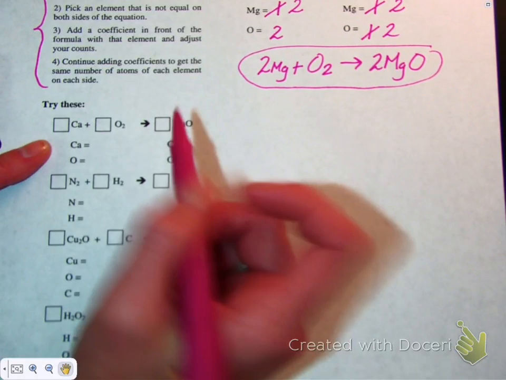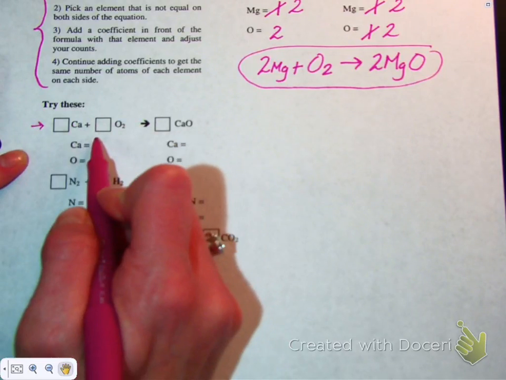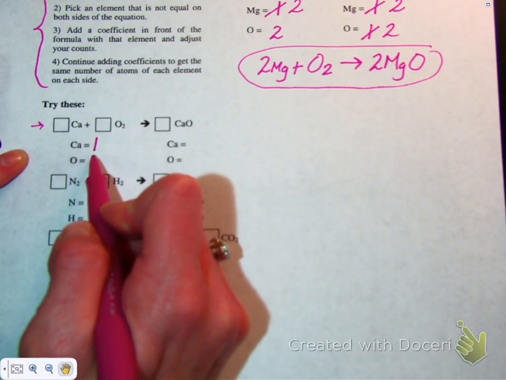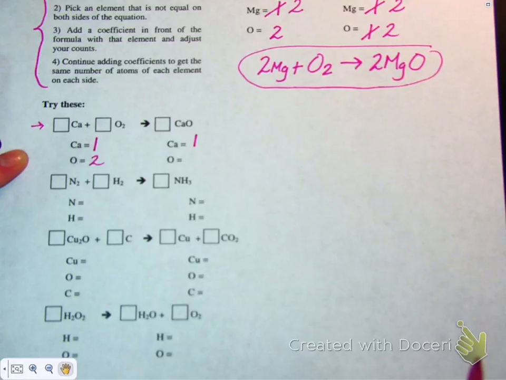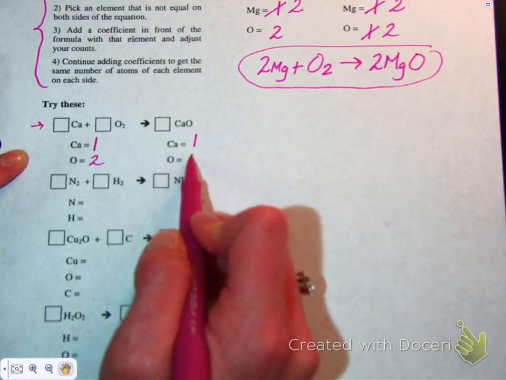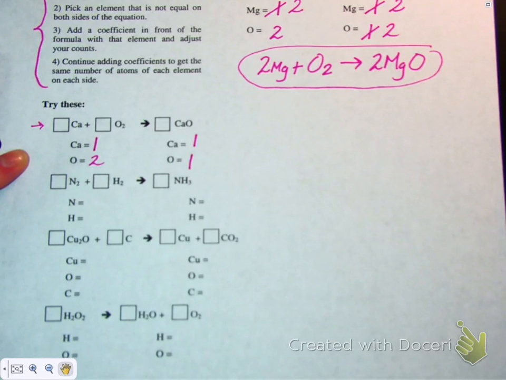So how many calcium do we have in this example? 1. We have 1. How many oxygen? 2. Product side, how many calcium? 1. And 1 oxygen. So it's exactly the same as the last one with different elements, isn't it? Okay, so we should have a pretty good idea of what to do. We've counted our atoms. We see that our calcium are balanced, our oxygen are not. We are 1 short on our product side. So I'm going to add a coefficient of what? 2.